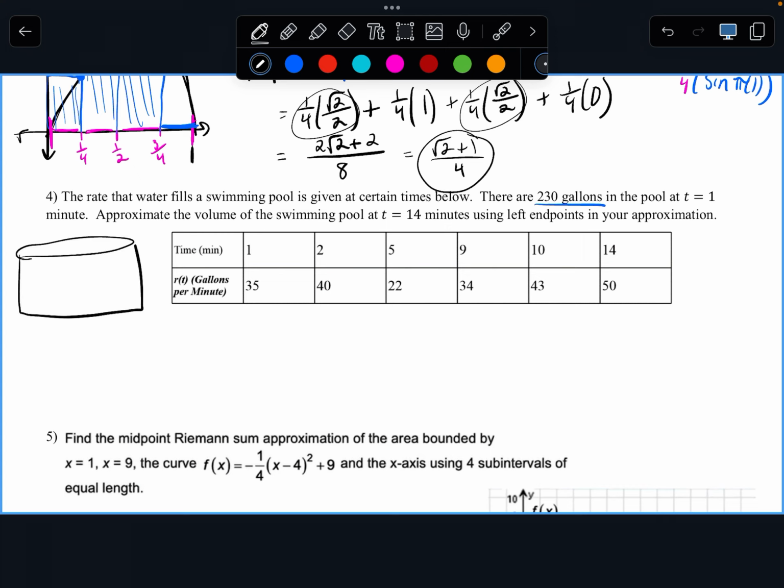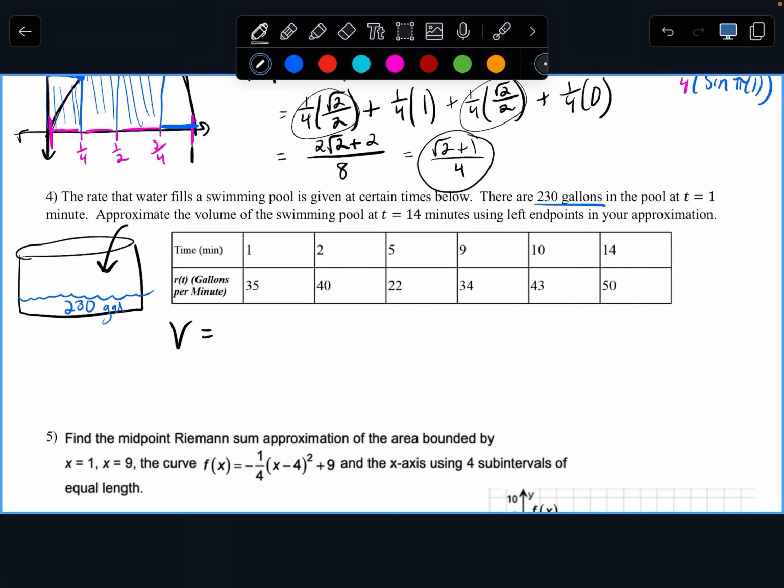So we already got water in the tank. So this is what's going on. You got a tank, and we already got water. Right? We already got 230 gallons. And as time goes on, we're adding, right? The rate is 35 gallons per minute. Then at 2, it's 40 gallons per minute. Someone's turning it up. And then they're turning it down, 22 gallons per minute, right? So all this stuff's going in.